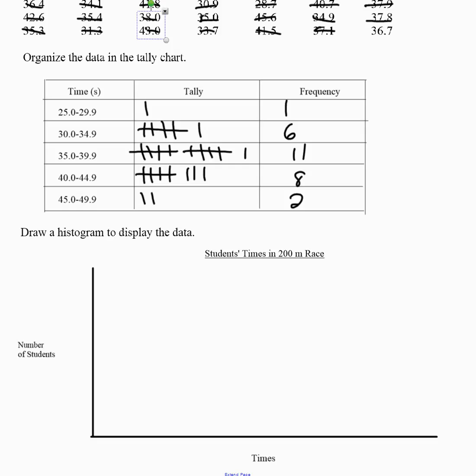So when I make the graph, here's where I have number of students, or you could call it frequency, and then here are the times. And so what I need to do is I have 5 categories, so I need to break it down into 1, 2, 3, 4, 5. Again, I would use graph paper, and then I'm going to label each section.